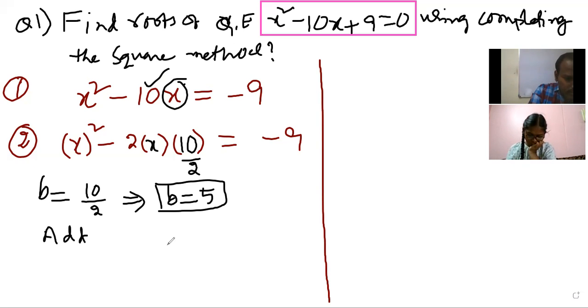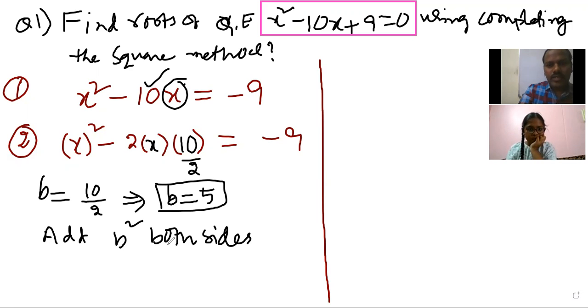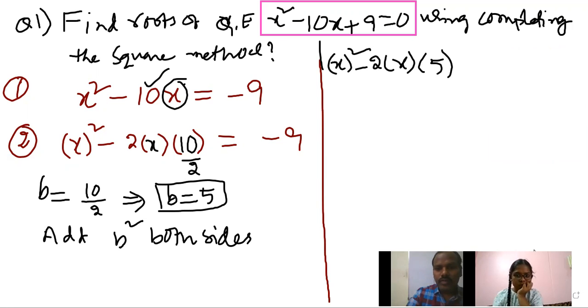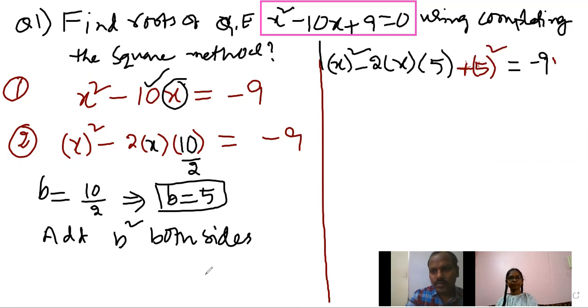Add b square on both sides so that we can get the LHS in a minus b whole square form. So as you see here, we get x square minus 2 into x into 5, instead of 10 by 2, because now I'm adding 5. Which is equal to -9. As I'm adding 5 both sides, I have to write plus 5 whole square on both sides. Finish. Now this part looks like a square minus 2ab plus b square.